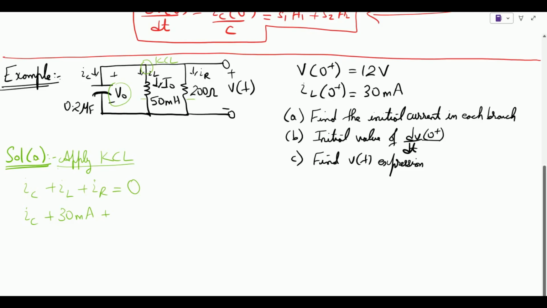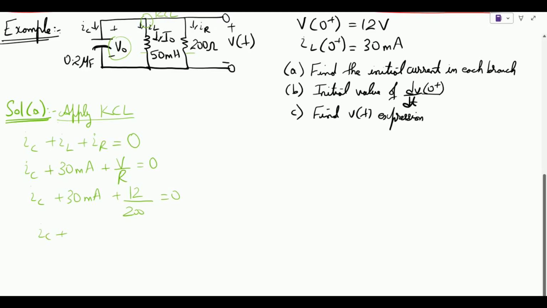So we can say that for finding the current through the resistive branch, we can apply Ohm's law of V by R. Thus our equation will be voltage of 12 volts divided by 200 ohm equals 0. So our equation comes out to be 30 milliamps, and this is 60 milliamps divided by equals 0, and thus the value of the capacitor current, IC(0+), the initial value, comes out to be minus 90 milliamps. So this is the initial value which we got.